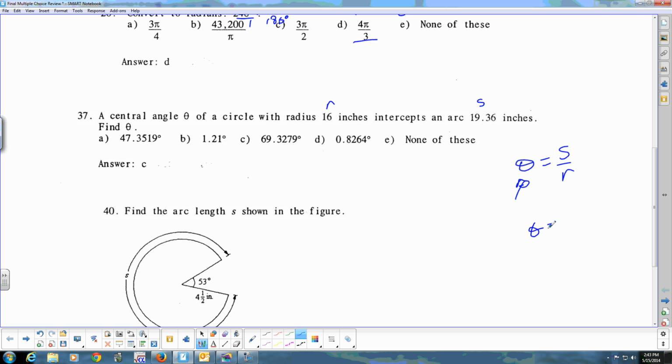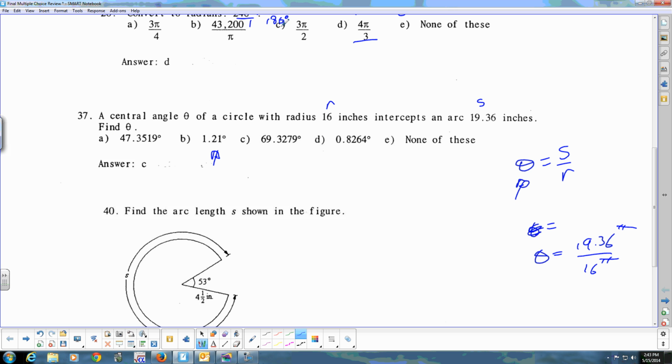So theta is equal to, heck of a theta, nice looking theta, 19.36 inches over 16 inches. Those inches cancel out. Type this in your calculator. That's going to be an answer in radians. Notice all of these answers are in degrees. Okay. If memory serves me correctly, this answer comes out to 1.21 radians. But all your choices are degrees.